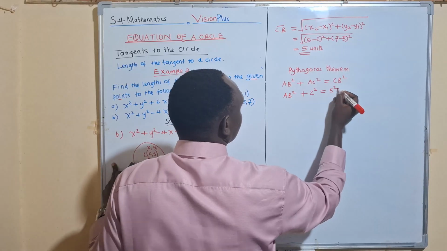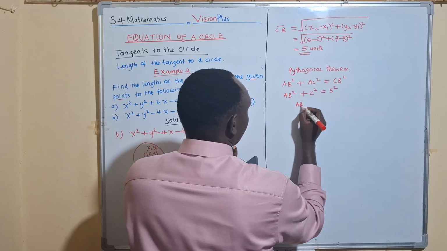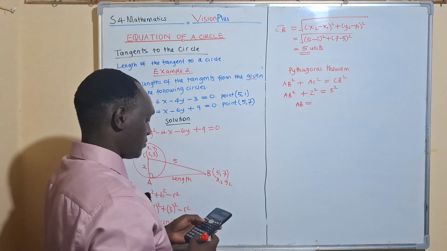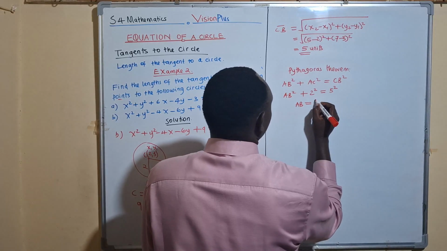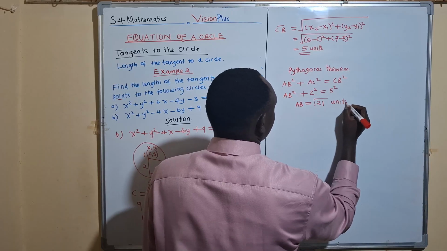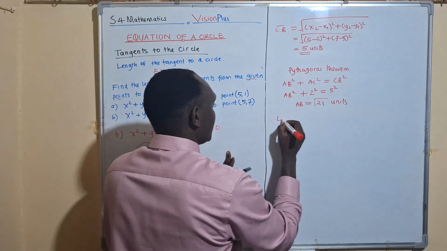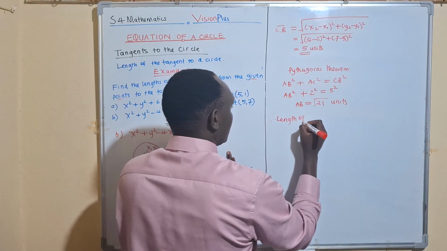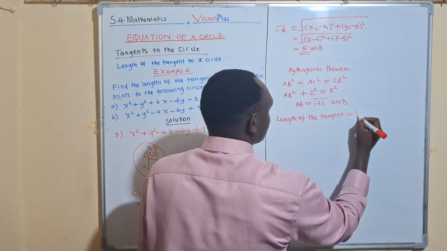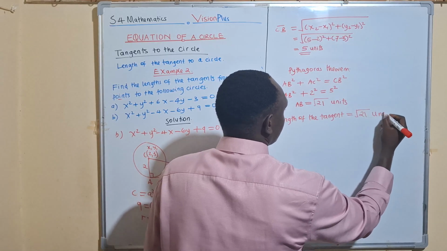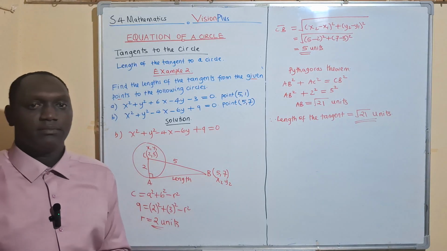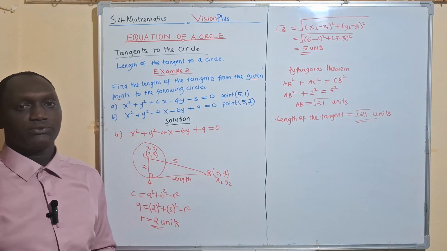CB is 5 squared. That means our AB here is going to be 5 squared minus 2 squared under root. I'm getting root of 21 units. That is the length AB. Therefore, the length of the tangent is root of 21 units. So that is how we solve part B, and this is the overall solution to example 2.